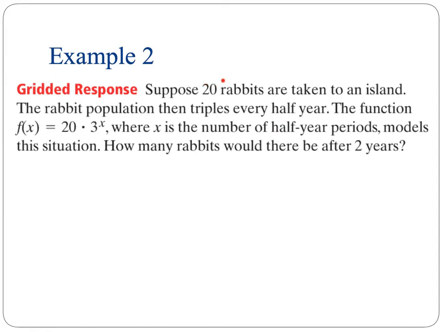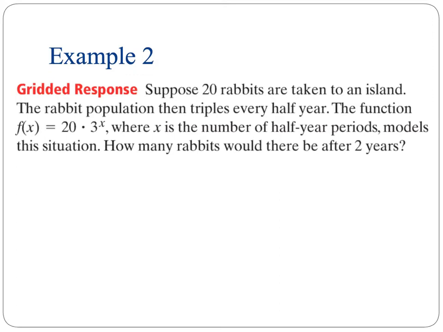Notice that 20 is the number of rabbits that we're starting out with, and that is this part right here in the equation that they give you. The 3 from our equation comes from the fact that we are tripling every half year. And our x, it tells us, is the number of half-year periods. So if we want to measure how many rabbits there will be after 1 year, that means we have 2 half-year periods. So make sure that you pay attention to the units when you write your equations or plug values in. In this case, it wants to know how many rabbits there would be after 2 years.